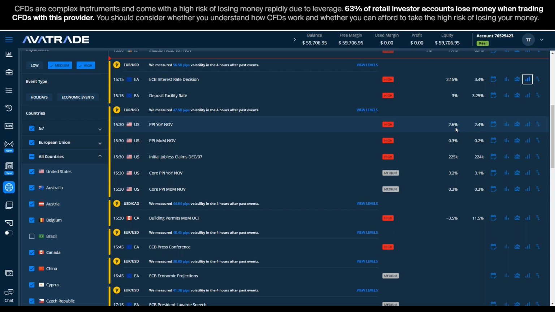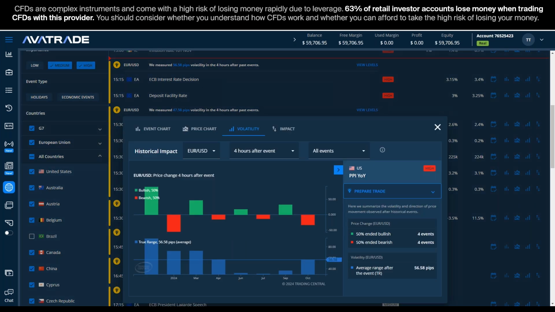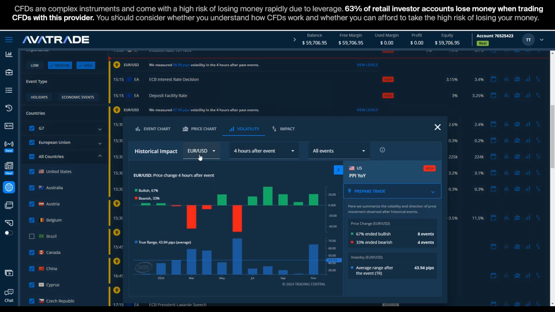And if it comes in even higher than that, or if it misses and comes in lower, what can we expect to have happen? And so let's take a look at what's happened in the past with this announcement. And we can choose any currency pairing with the country's currency in question. In this case, it's the USD, so we could do any US dollar pairing. I'll leave it on Euro USD, and we can look at different time frames after the announcement. I'll leave it on 4 hours after the event for now. So if this came in above forecast, showing higher inflationary numbers than expected, what might happen?